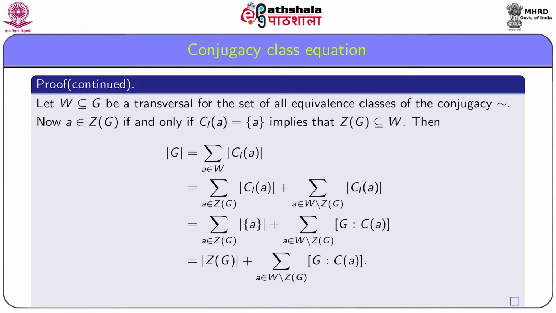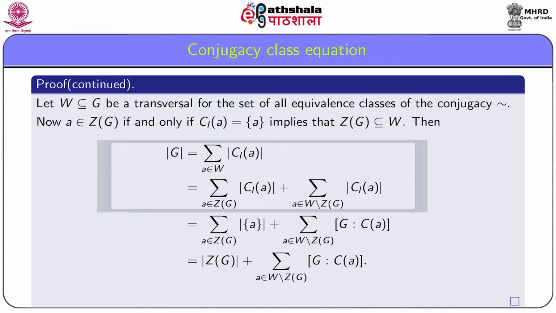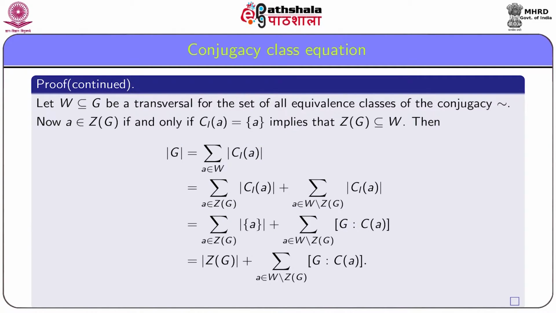Then, since the union of the CLA is equal to G and the CLA are disjoint, we have order G is equal to the summation of order CLA, where A runs over the transversal W, and we can decompose this summation into two parts, namely one part where A runs over Zg and the other part where A runs over W minus Zg.